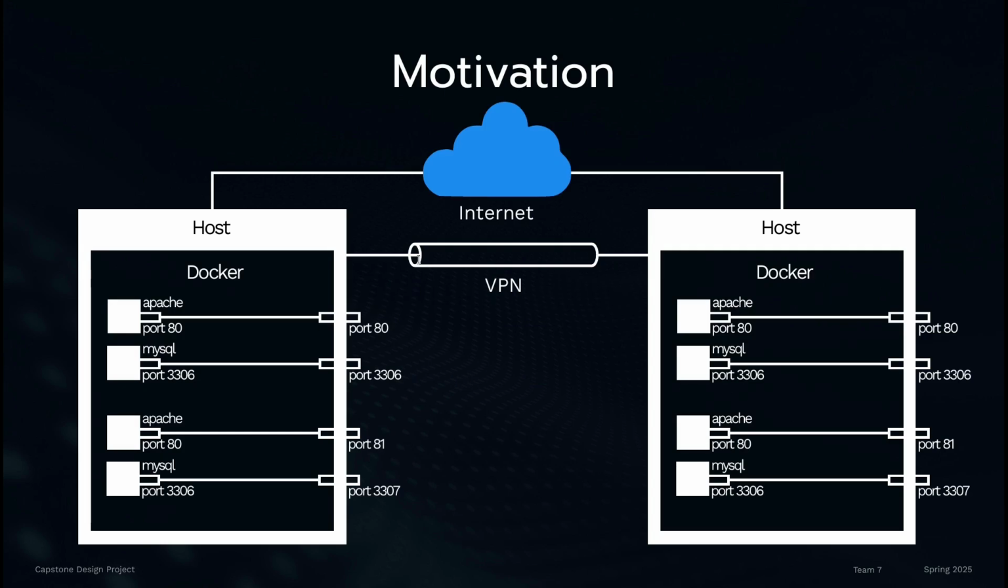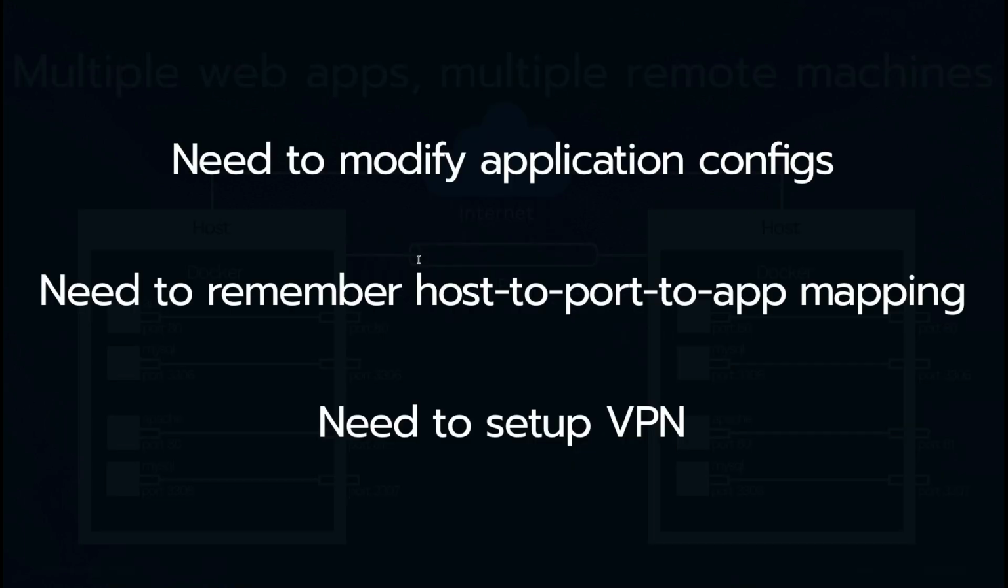So we aim to solve the problem of collaborating with multiple computers, multiple containers across the internet using Docker. Some problems that we see when we do this is that we need to modify application configs because we cannot reuse the ports. We need to remember host to port to app mapping, and we need to set up VPN.